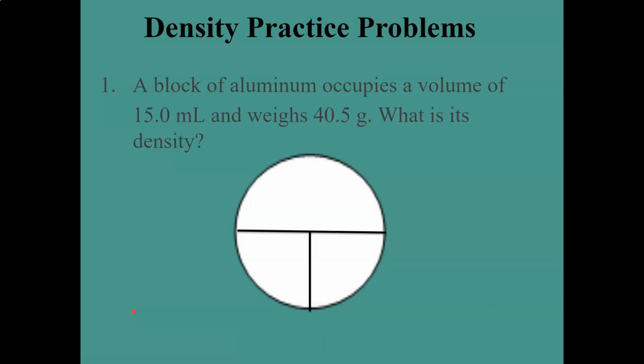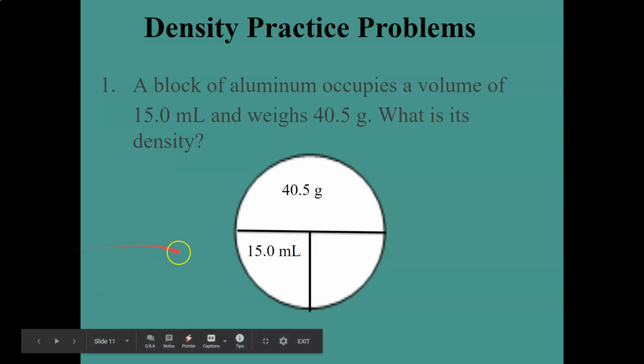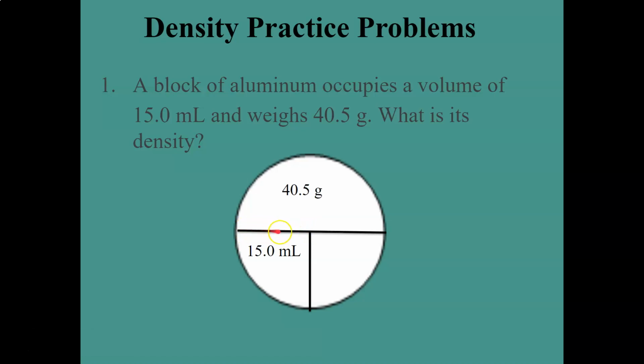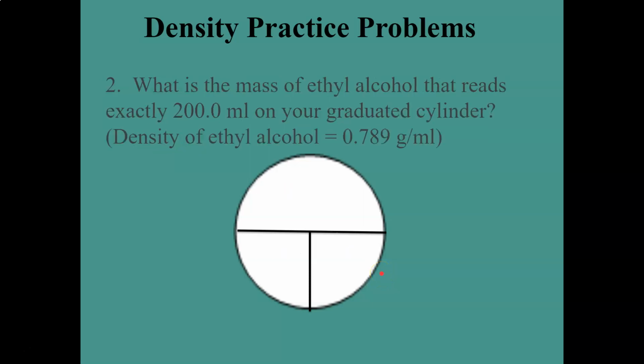In this problem, you can see that we are given the mass of the block of aluminum and its volume. So again, mass goes on top. I have 40.5 grams on the top of the circle, and I'm given my volume, which is 15 milliliters, on the bottom. The line between the two represents dividing. You divide the top by the bottom and come up with your answer of 2.7 grams per milliliter. It's just another method for helping to solve these problems.